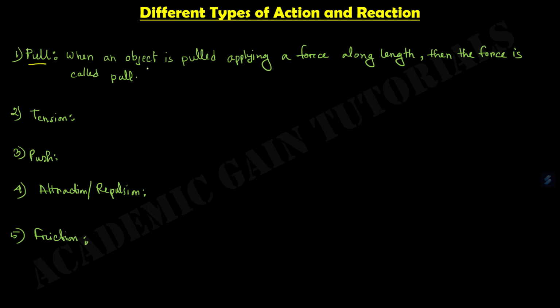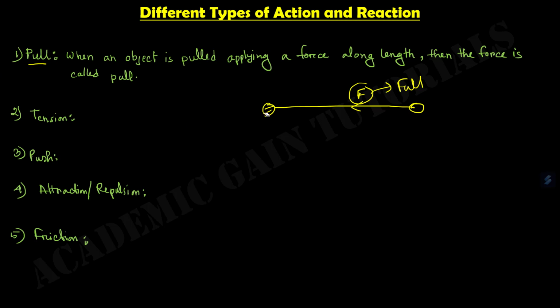It says that when an object is pulled, a force is applied along its length. Suppose this is a ball and this ball is connected through a thread, and this is my hand. I pull the ball. As I pull the ball, I apply force in this part, and this force is known as pull. This is the case of pull.